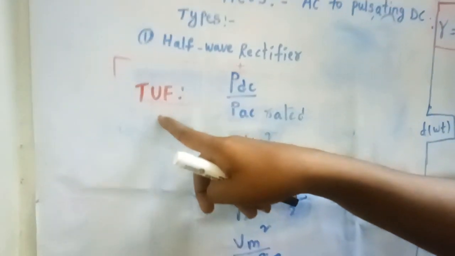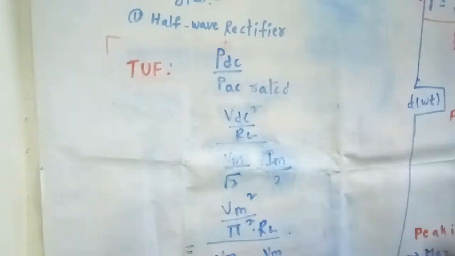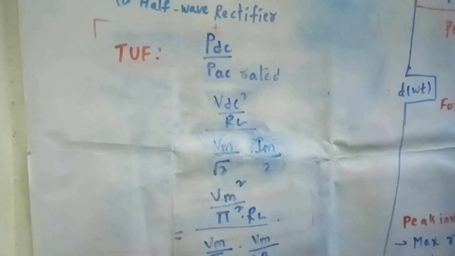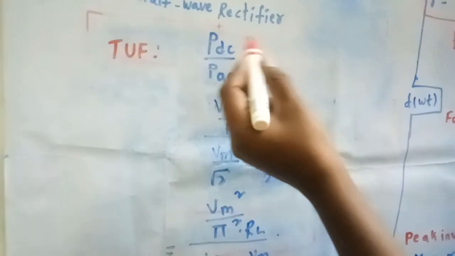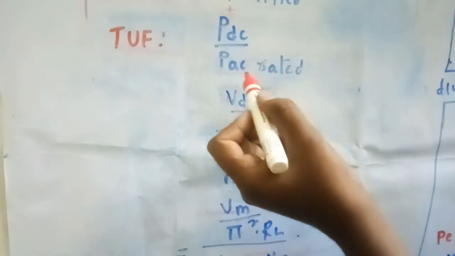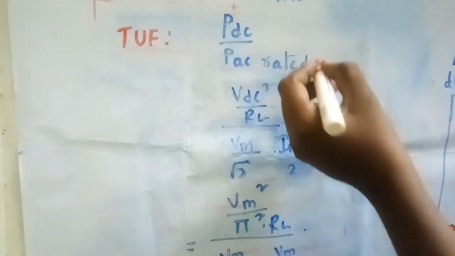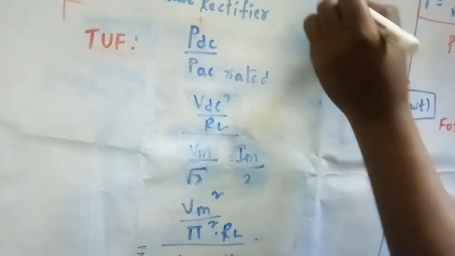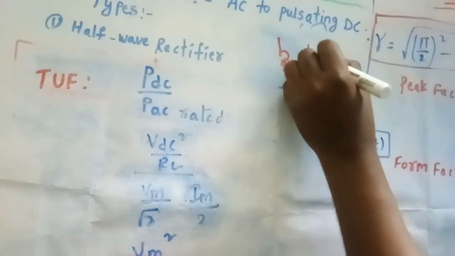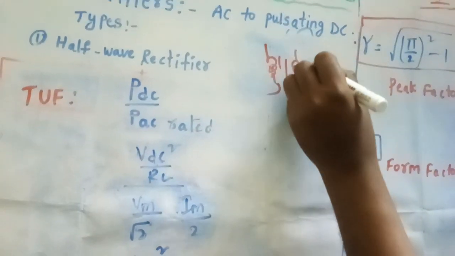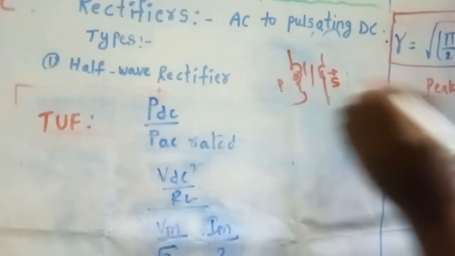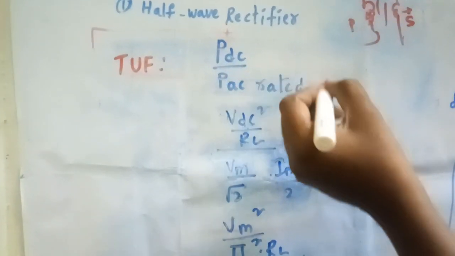The transformer utilization factor is defined as the ratio of the DC power to the rated AC power. Rated AC power is nothing but the power from the transformer secondary. We are using a transformer like this. Here this is the secondary and this is the primary. From the secondary we are getting the voltage and current.